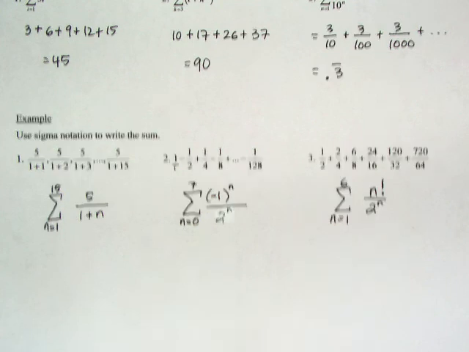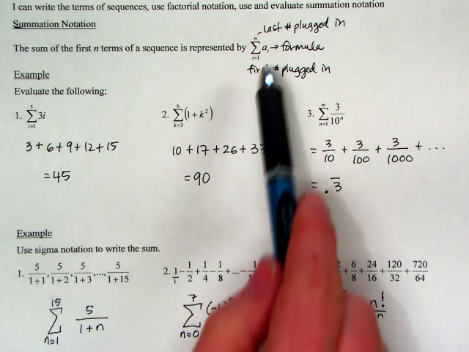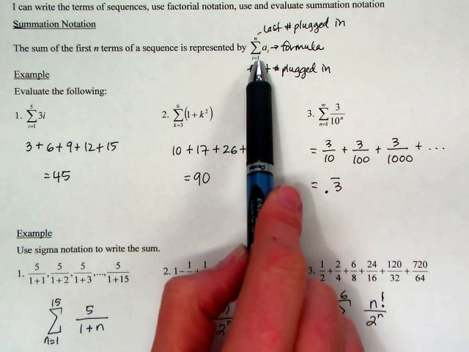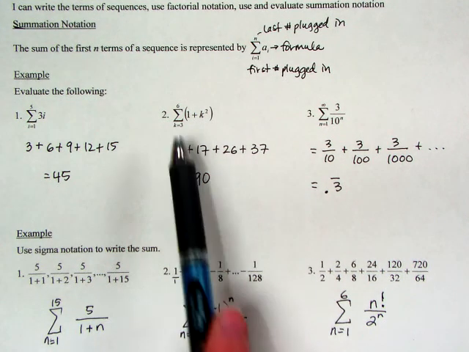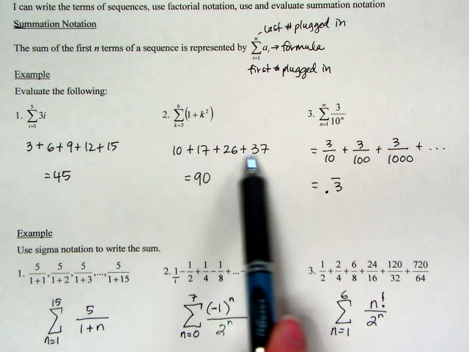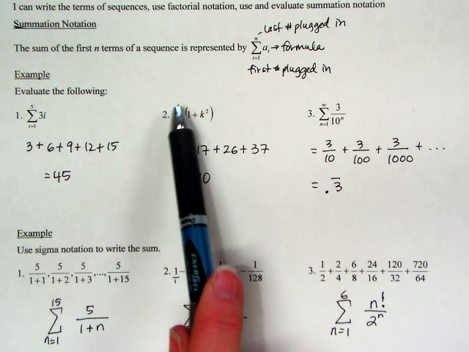With summation notation, please don't forget that this is the first number you plug in. This is the last number you plug in, not necessarily how many terms there are. So like this guy had a 6 up there. There were not 6 terms. 6 is just the last number I go to plug in.